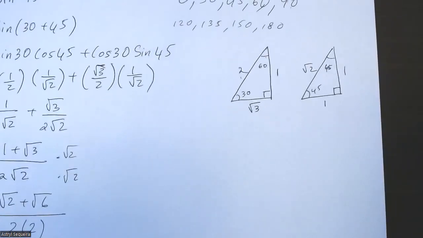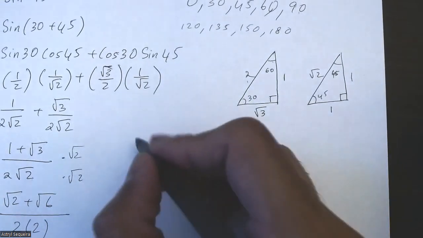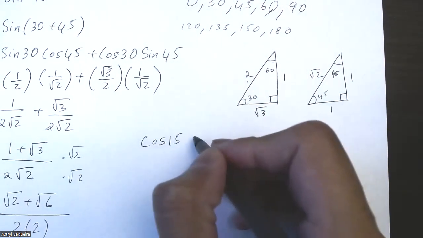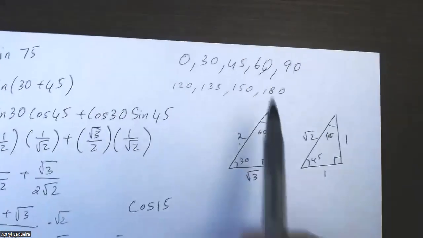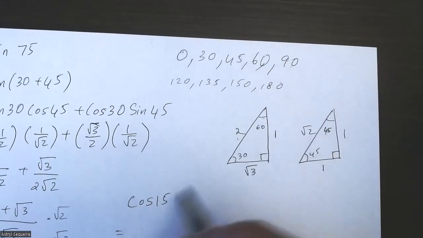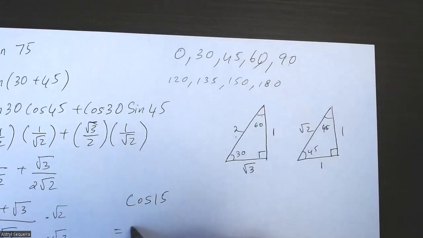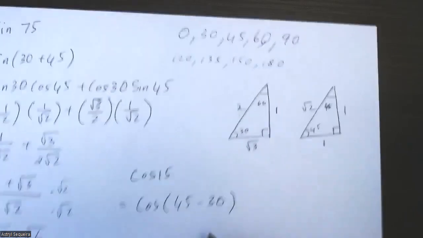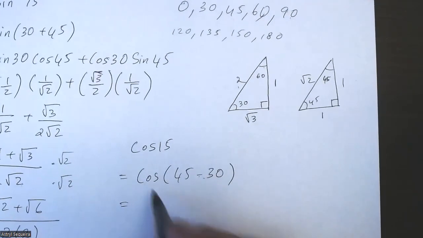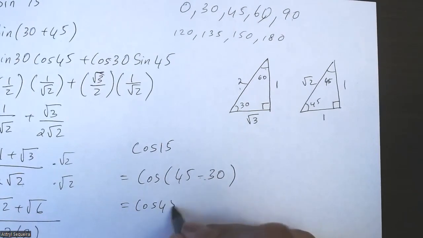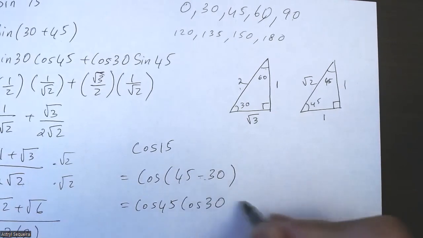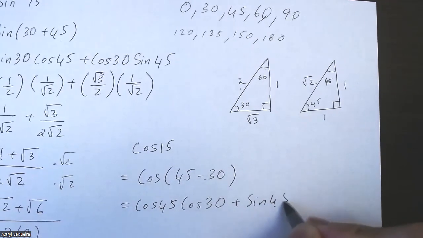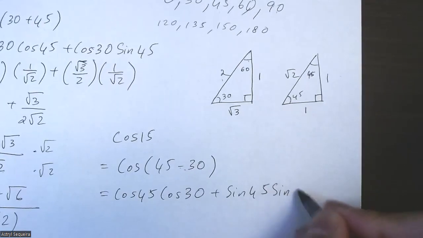Let's take a look at a second example. The second example is cos of 15. So I know I can split 15 into 45 minus 30. I could also do 60 minus 45. It doesn't matter. You'll end up with the same solution. So cos of 45 minus 30, and then I'll use my subtraction formula for cos. So that's cos 45 cos 30, plus sine 45 sine 30.